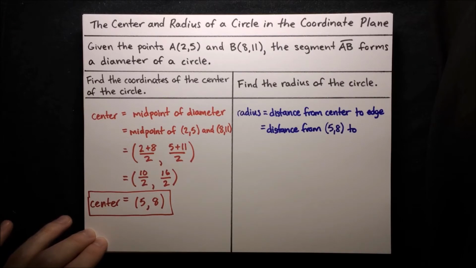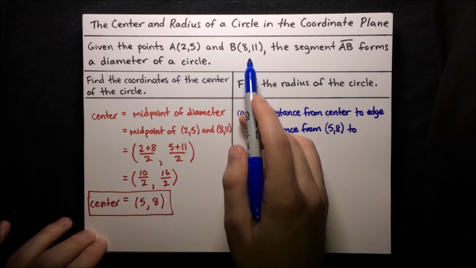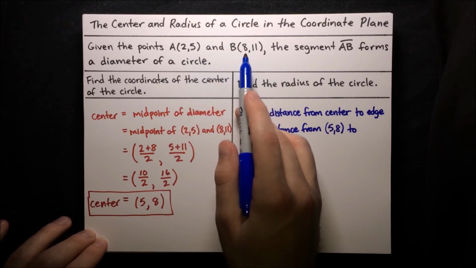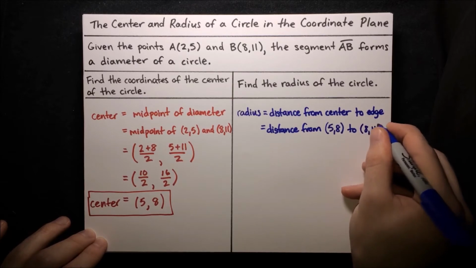So do we know any points on the edge of the circle? Well, the endpoints of the diameter have to be on the edge of the circle, and we know both of those points. We've got A (2, 5) and B (8, 11). So we could choose either point for the edge. Why don't we just go ahead and choose B? So B will be (8, 11).